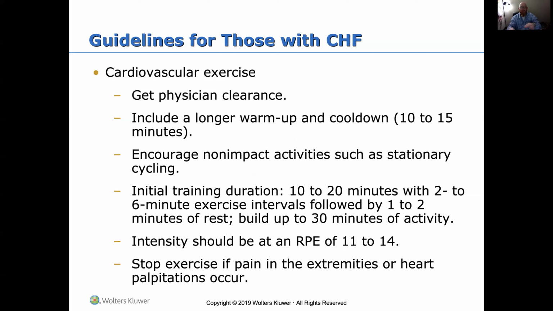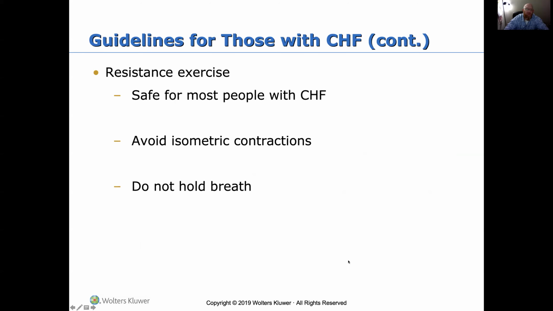So that's something different with this group. You go for 6 minutes, give 1 to 2 minutes of rest, then go for 6 minutes. The intensity needs to be at an RPE, rating of perceived exertion, again, of 11 to 14. And obviously, you're going to stop if pain in the extremities occurs or heart palpitations start to occur. Good reasons. As far as resistance exercise for people with congestive heart failure, it's safe for most people.